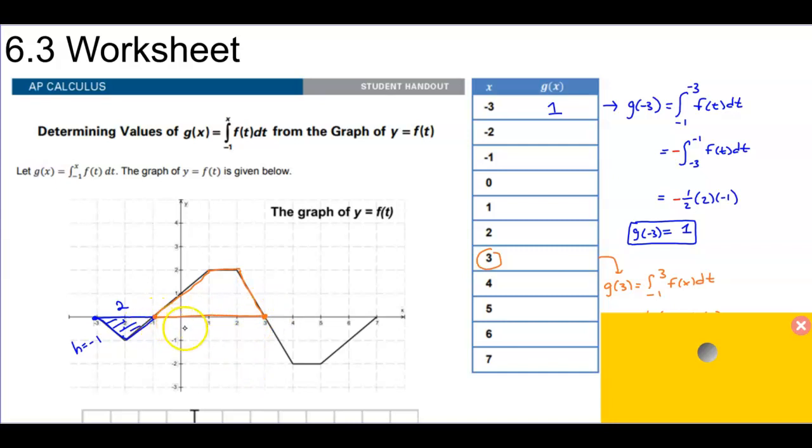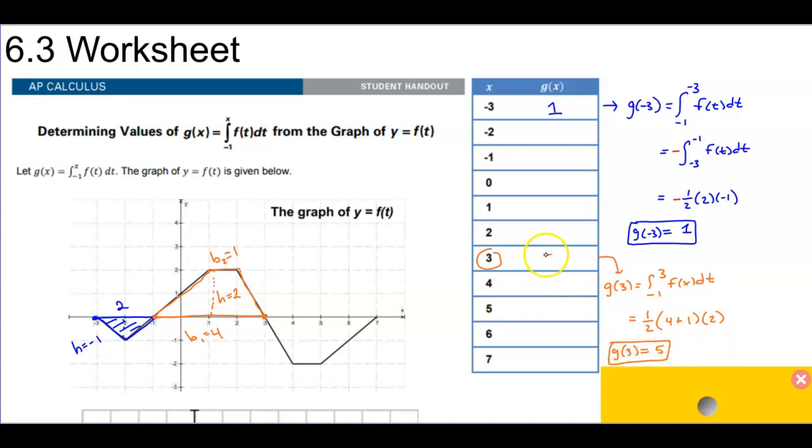In the trapezoid, my base 1 is the distance from -1 to 3, so a distance of 4. My base 2 is the distance from 1 to 2, so 1. And then the height is always the distance between the bases, which is 2 units. So I'll calculate the area of the trapezoid by doing 1/2 times base 1 plus base 2, times the height, and that will give me 5.